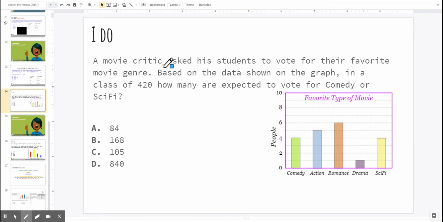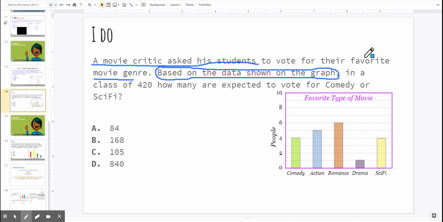It says a movie critic asked the students to vote for their favorite movie genre. Okay, so this is saying that there's a person and he asked the students to vote for their favorite movie genre based on the data shown. Based on the data shown on the graph, that is super key right there. In a class of 420, how many are expected to vote for comedy or sci-fi?